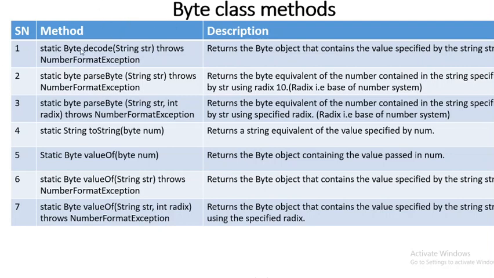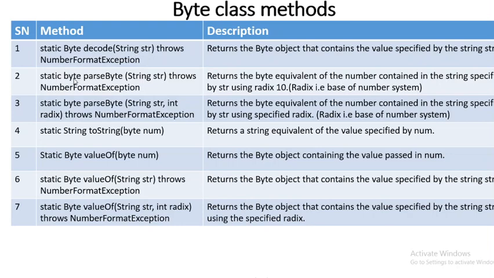Return type is Byte object, decode in bracket string str, throws NumberFormatException. Returns the Byte object that contains the value specified by the string str. Whatever the string str you are giving over here, this string will get converted into Byte object. And if this conversion is not possible, it will fail. It will generate NumberFormatException.